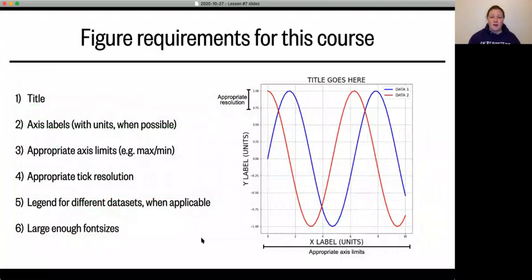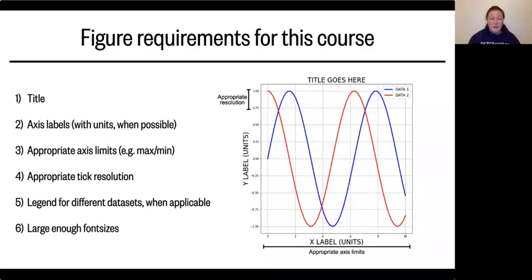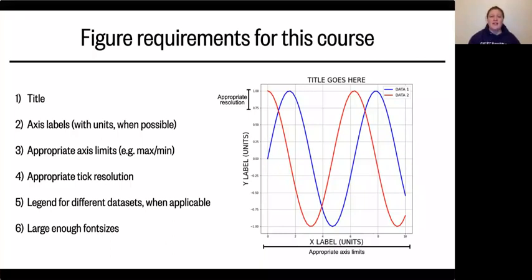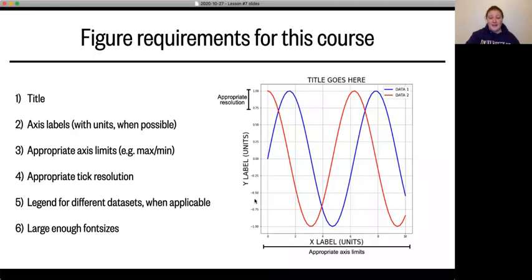So let's talk about the figure requirements for this course. Every figure you make, we expect a title, we expect axis labels with units whenever possible. We expect appropriate axis limits and appropriate tick resolution, both of which Python does already, but you just need to watch out for big gaps on the end here. And then we expect legends for different data sets when applicable. We expect color bars for changing colors, anything that will notate what we're actually looking at in a plot. And then finally, we're looking for font sizes that are large enough to read.